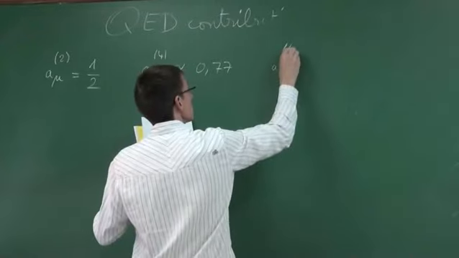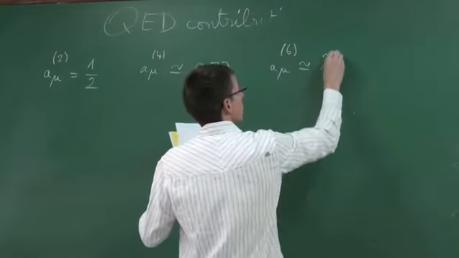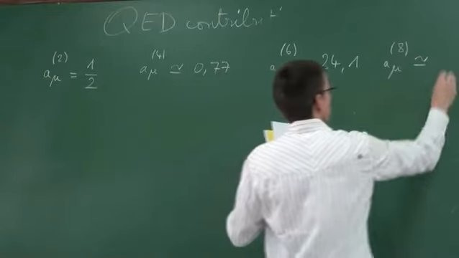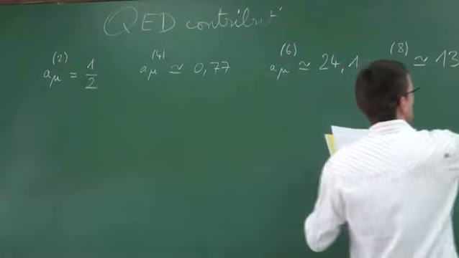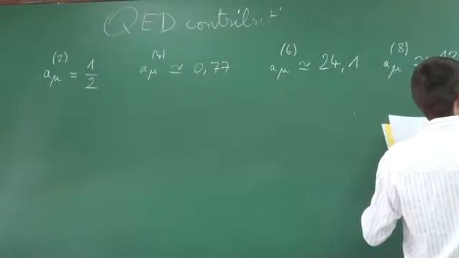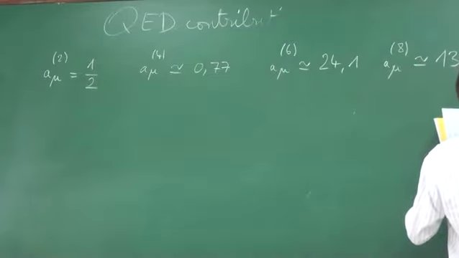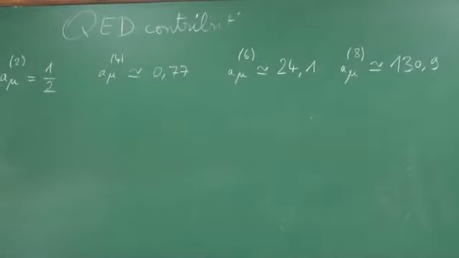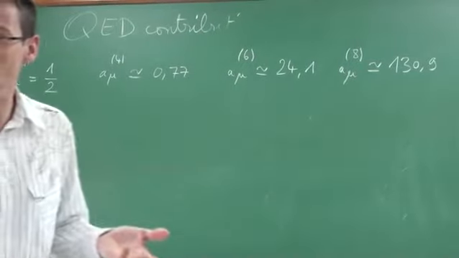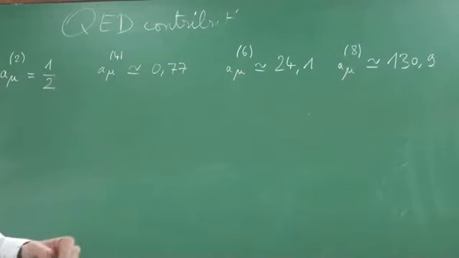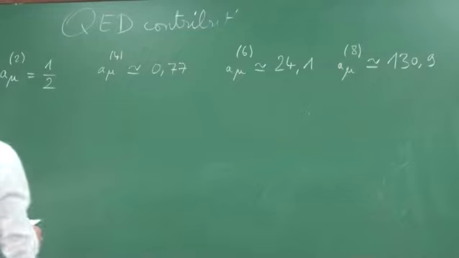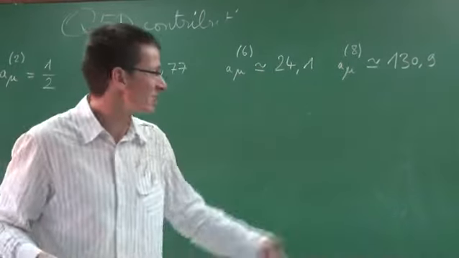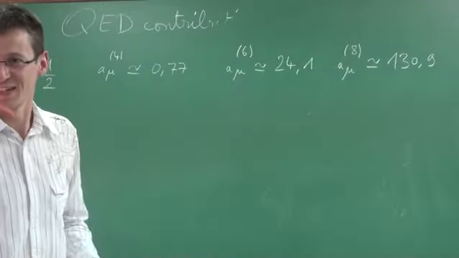A6 is 24.1, A8 is 113.9, A10 is 700. So you see that the coefficients are growing. It indicates divergent behavior of the asymptotic expansion of QED. It's interesting to try to know. So, of course, we should compute more and more, and it will be difficult because I don't know how many diagrams there are, but it's more than 100 at the next level.